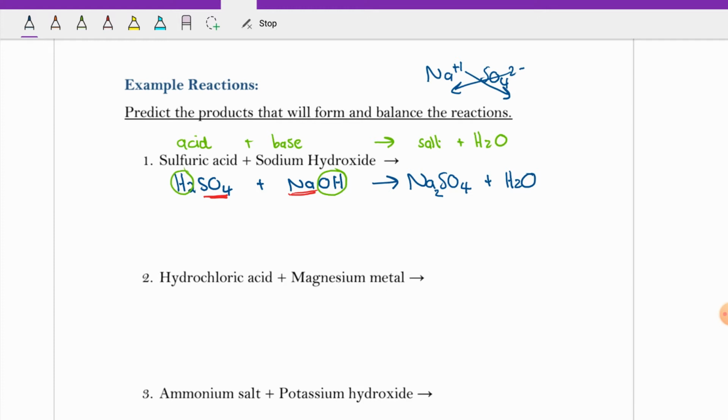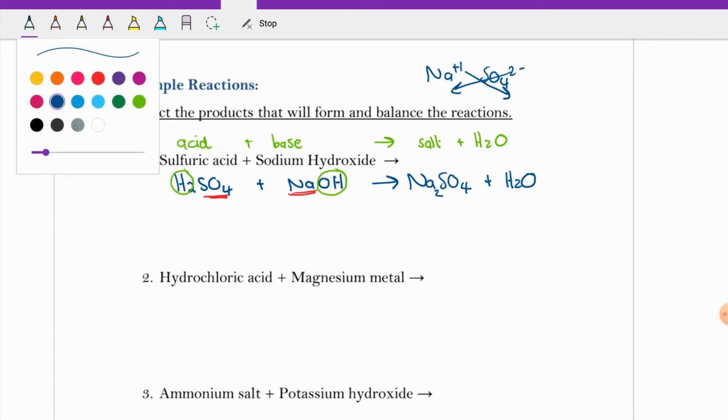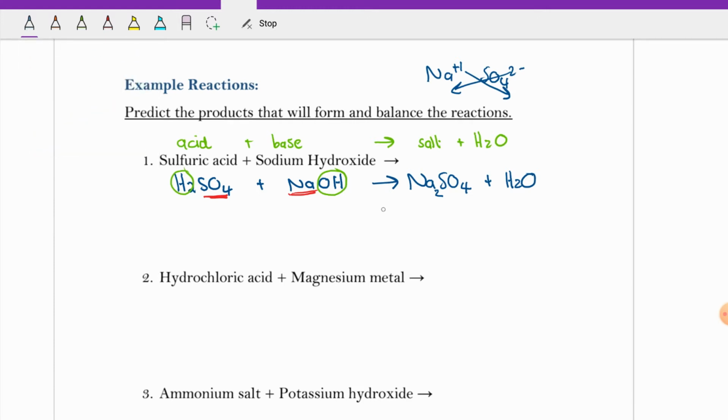is balanced. And the way in which I do this is I normally draw a pencil line down and I write down all the atoms that I have on the one side. So I have hydrogen, I have sulfur, oxygen, and sodium. And then I do this on both sides.